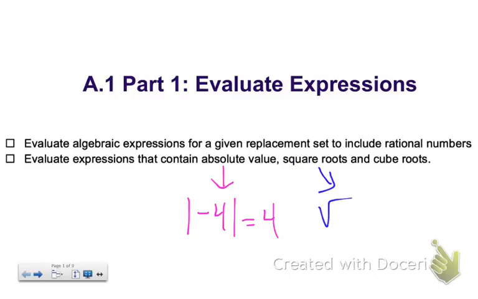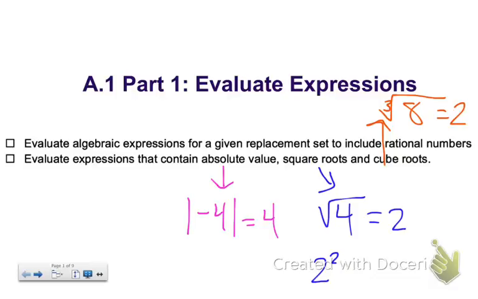Square roots, remember, look like this, so the square root of 4 would be 2. In other words, what squared gives you 4? And then cube roots are just like square roots, except they're undoing a perfect cube. So 2 times 2 times 2 is 8. So the cube root of 8 is 2.